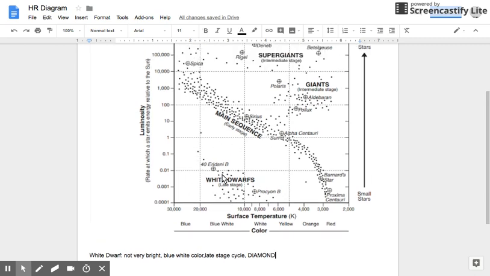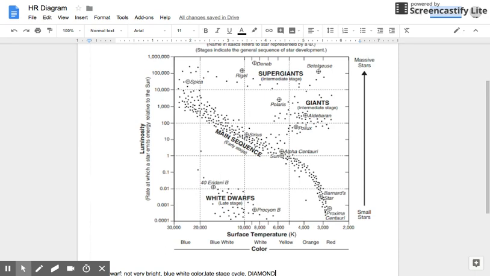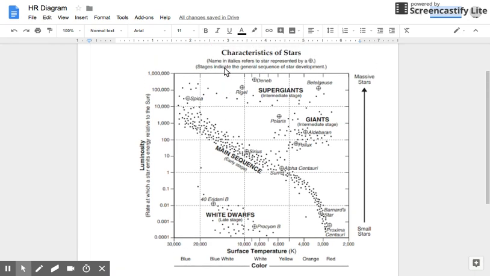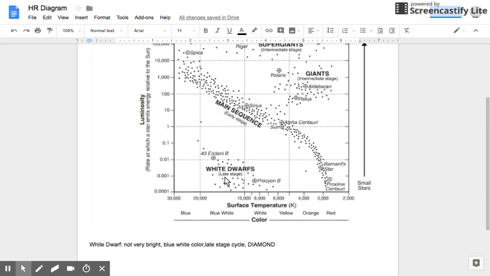And what we'll also see on this graph is this little circle sign with a plus in it. What does that mean? Now up here is almost a key. It says name in italics refers to a star represented by that symbol. So we know that the white dwarfs include stars like Eridani B and Procyon B.